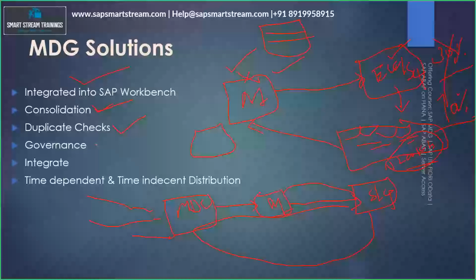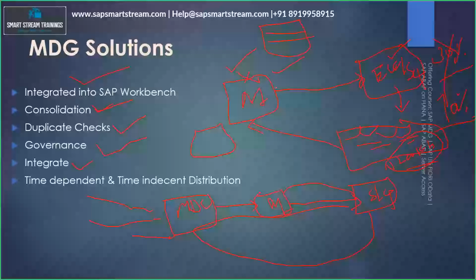And governance. Governance you already know. What is governance, guys? Set of roles and authorizations. Very good. Set of roles and authorizations. So here we can maintain the roles and authorizations inside the MDG solution. And integrated is the same.